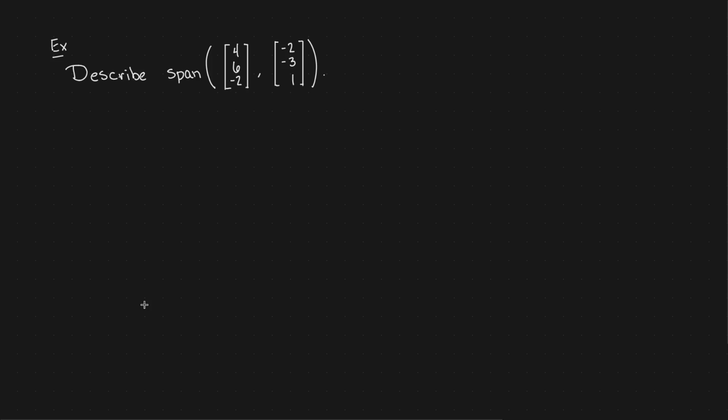Well, the trick here is we need to check to see if I can express one vector as a linear combination of the others. Okay, in this case, can I describe maybe this vector as a linear combination of this vector? So in this case, that'd be a multiple. And with a little thought, we realize we can, right? 4, 6, negative 2 is going to be equal to negative 2 times negative 2, negative 3, 1.